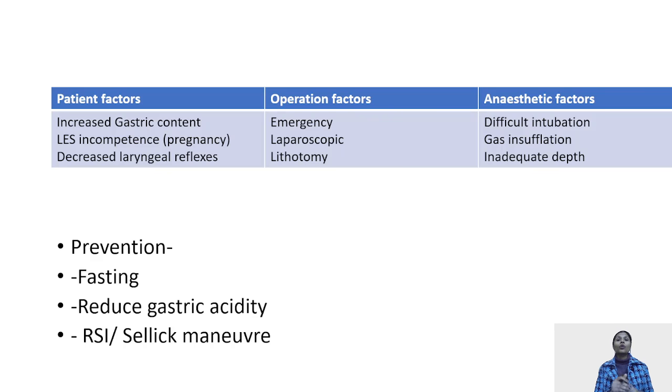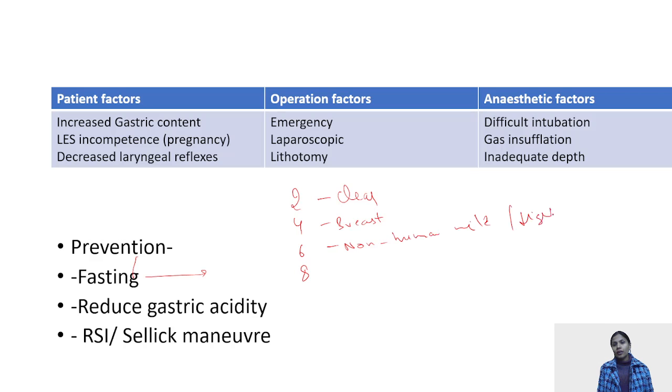And then comes how you can prevent it. The very first prevention is the fasting guidelines. I hope you all remember the fasting guidelines. That is 2, 4, 6 and 8. 2 for clear liquids, 4 for breast milk, 6 for non-human milk or light meals, and 8 for heavy meals.